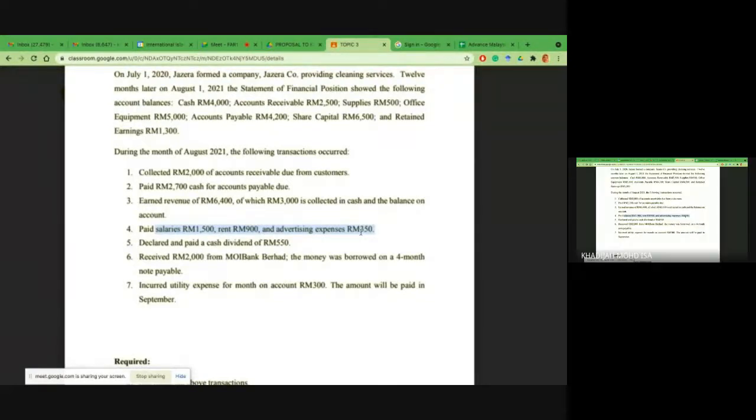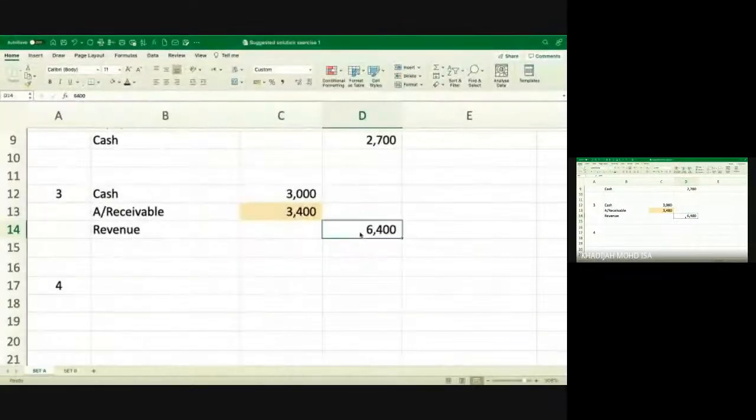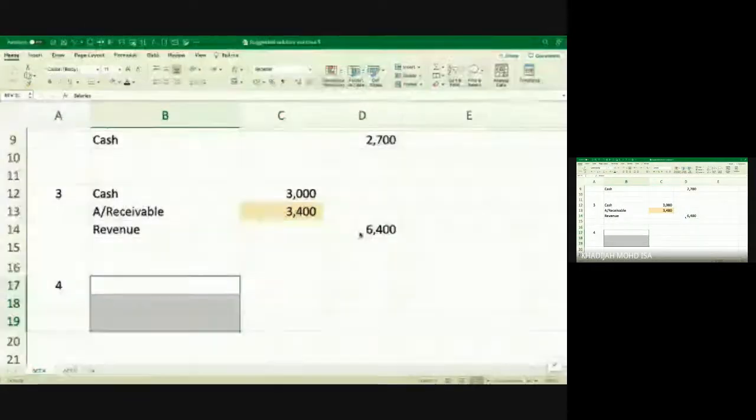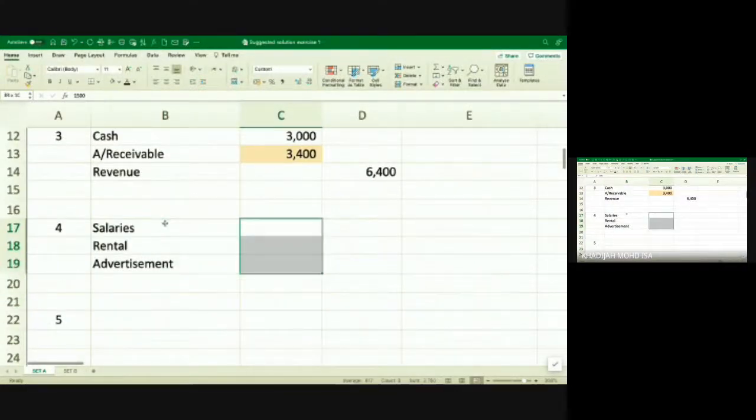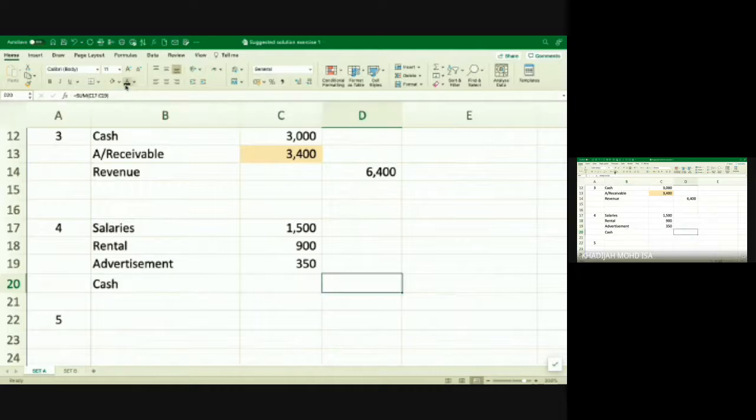Cash. So 4 accounts actually. So you're going to have salaries, rental, and advertising. Debit or credit? Debit. Always. Expenses are always debited. And credit your cash. So how are you going to record that? So these are your expenses: salaries, rental, and advertisement. You put in the amount individually, 1,005, 900, and 350. And of course, the cash is the total of this.